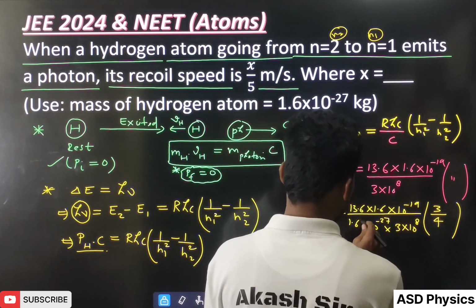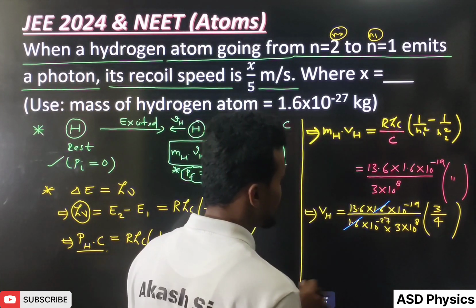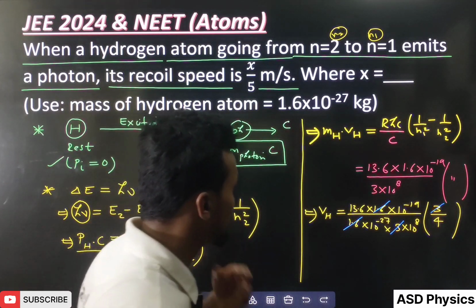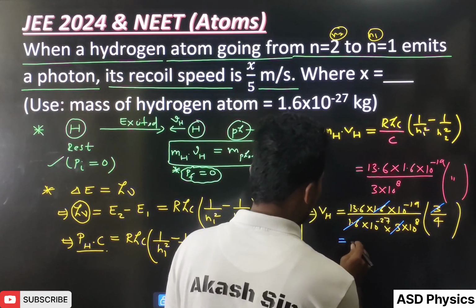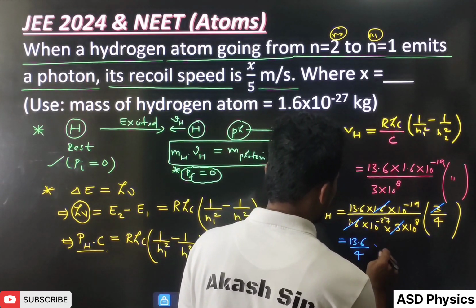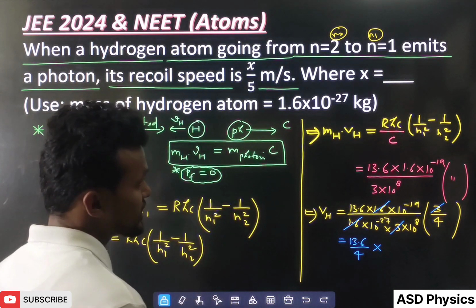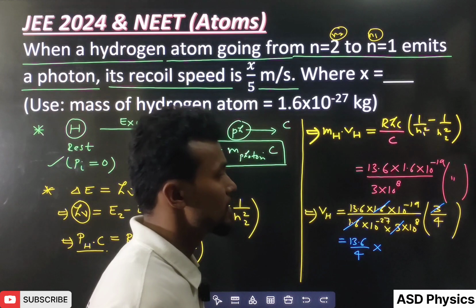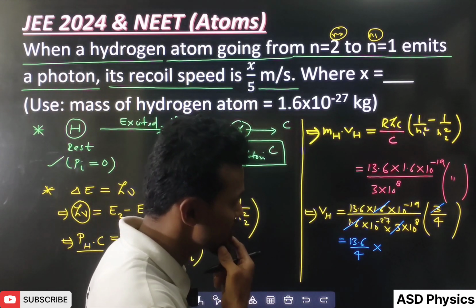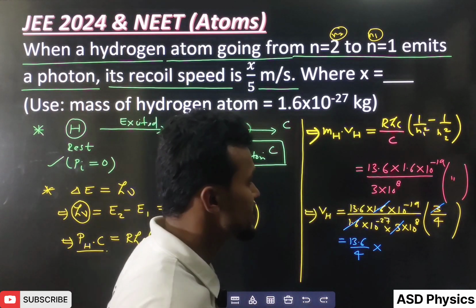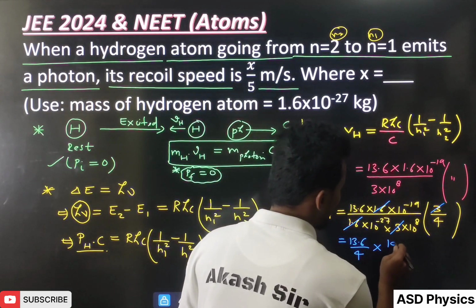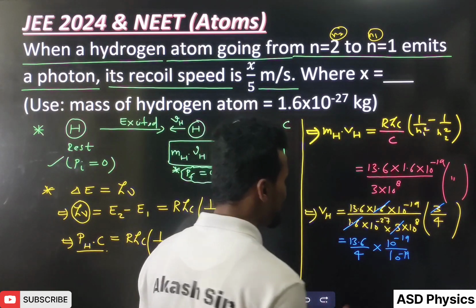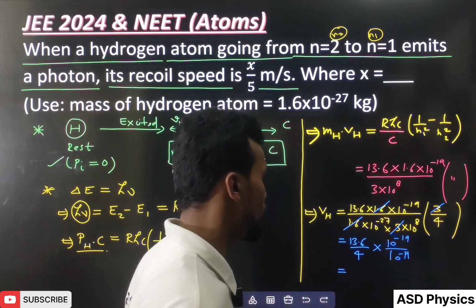So what we can do here, this 1.6 is cancelled, from this 3 is cancelled. After that we have to just see here 13.6 by 4 into, let's write here the powers also, minus 27 plus 8, how much here? Minus 19 only, so 10 power minus 19 by 10 power minus 19, both are cancelled. That means it is coming here 13.6 by 4.